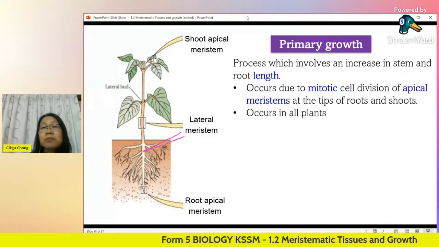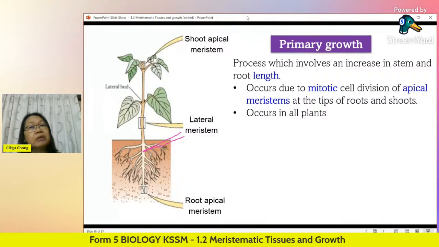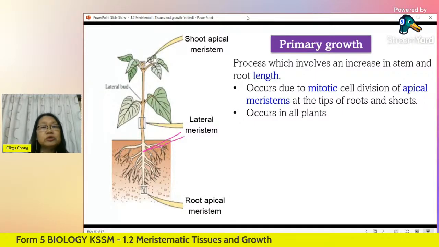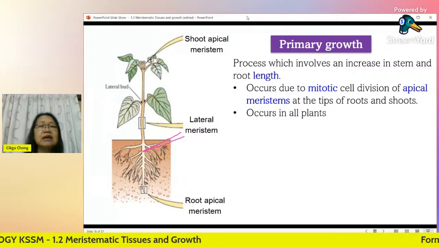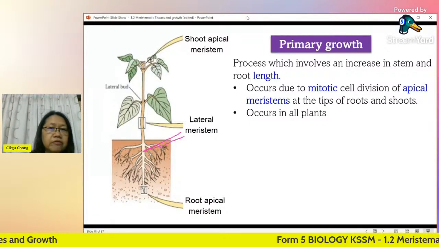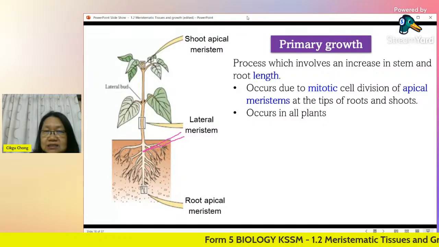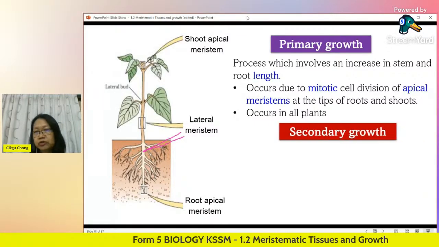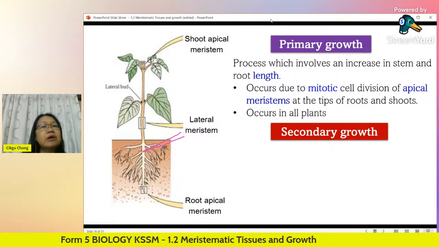So it occurs in all plants. All plants will be able to carry out primary growth. Otherwise, there's no use. The plant can't even get enough sunshine, and there's no root to go down into the soil to get water. So primary growth is carried out by all plants. Now let's look at secondary growth. Secondary growth is not carried out by all plants.